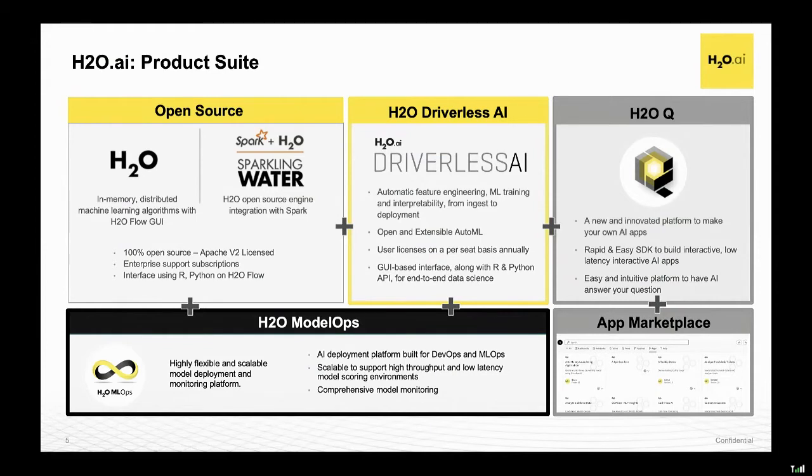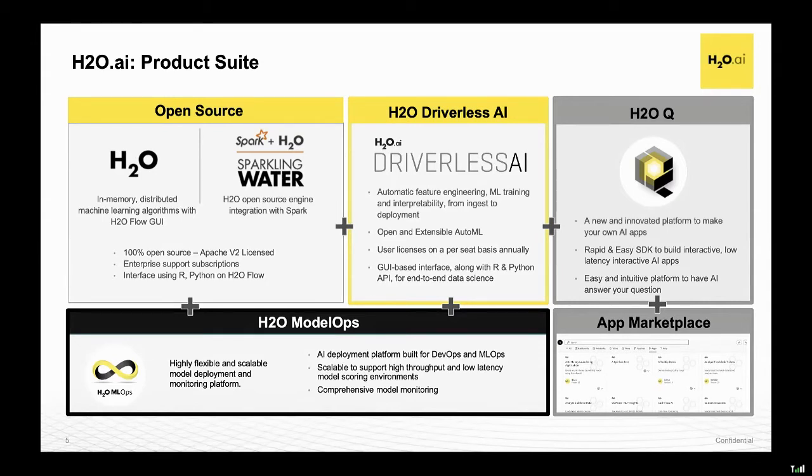So Driverless is more about automation, about time to value. Open source is more about diving in against large amounts of data and then working your way towards that final model. And then we have a new product called H2O. It's really a platform to build your own AI apps, and it's attached to an app marketplace. Obviously, that's a whole new discussion, a whole new webinar.